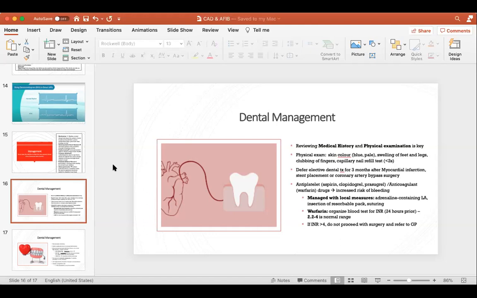So the bleeding can just be managed with local measures such as adrenaline-containing LA, insertion of resorbable PEC, and suturing. With warfarin, make sure that you organize a blood test for your INR, which should be done 24 hours beforehand. 2.2 to 4 is normal. If it's greater than 4, you should consult the GP.